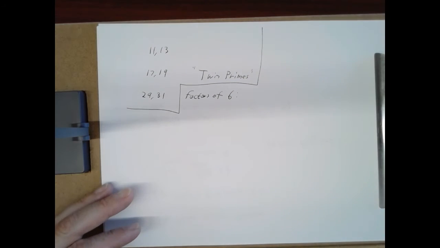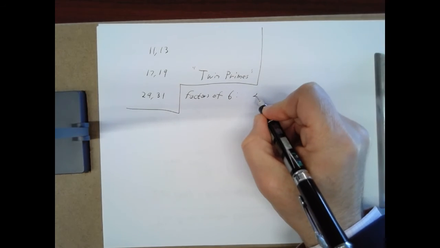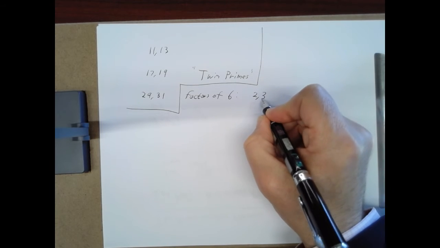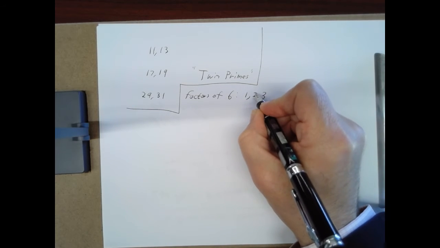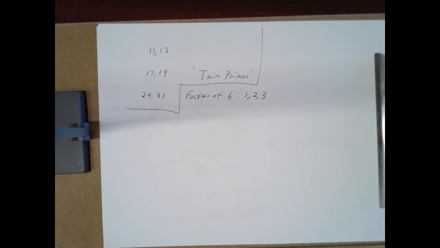So what are all the factors of 6 other than 6? Positive factors. 3, let's count 1 also. And we don't count 6, though. So we're just looking for factors less than the number. So for 6, the factors are 1, 2, and 3. What's 1 plus 2 plus 3?